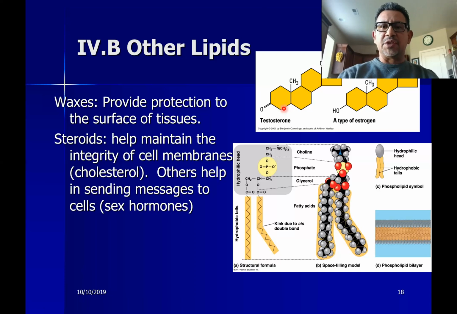We can use cholesterol and then from that transform it, modify it to make something like testosterone. Estrogen is going to be another type of sex hormone that is derived from reactions that modify cholesterol into this type of a sex hormone. So steroids can have beneficial roles also in our body.